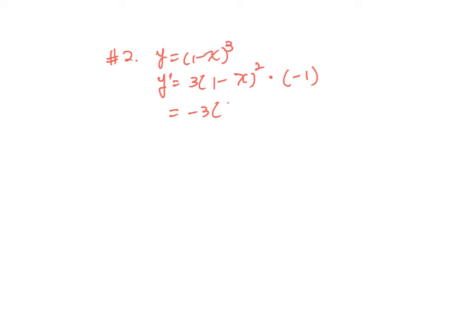Number 2, y equals (1 minus x) to the third. This is just the regular chain rule. y prime equals 3(1 minus x) squared times, and you want to use the chain rule, so the derivative inside is -1. So your final answer is -3(1 minus x) squared. And that is your answer.